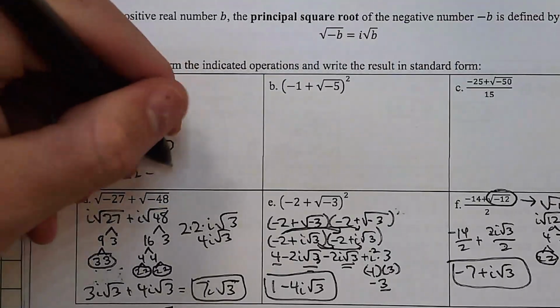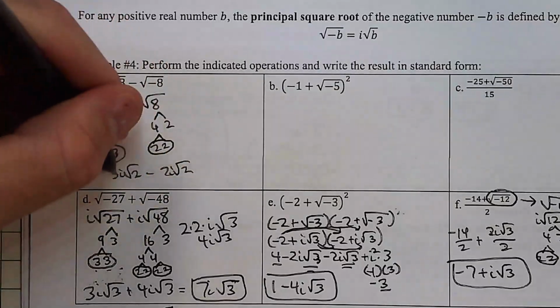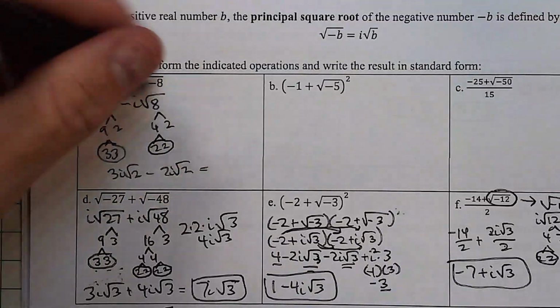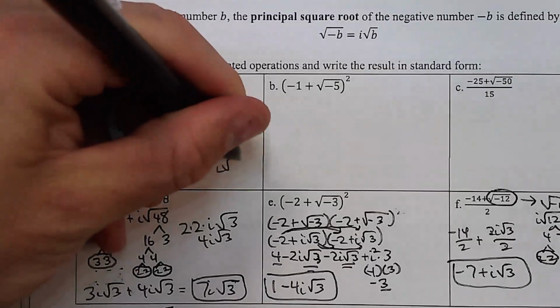So I have 2i square root of 2. Do you know what 3i square root of 2 minus 2i square root of 2 is? Anybody guess? Yeah, this would be 1i square root of 2.